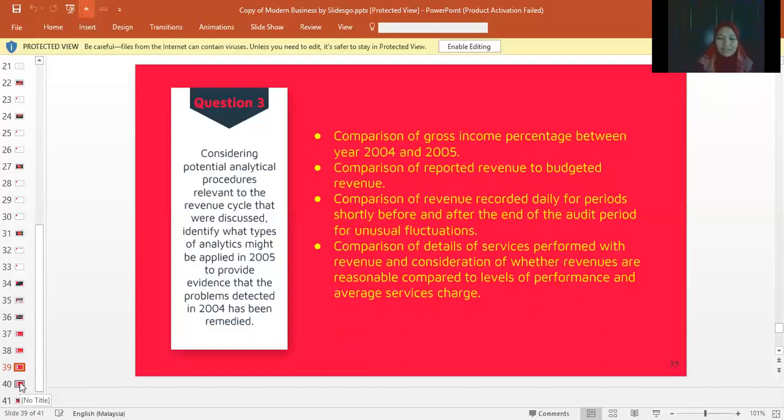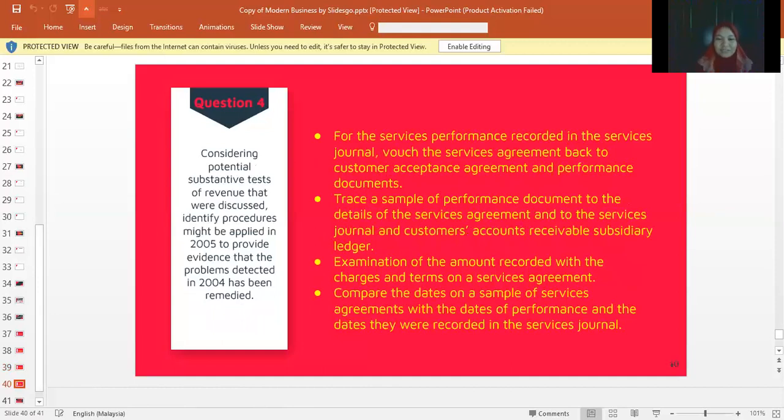And the last question is, considering potential substantive tests of revenue that were discussed, identify procedures that might be applied in 2005 to provide evidence that the problems detected in 2004 have been remedied. So for the substantive test, the auditor can apply, for the services performance recorded in the services journal, vouch the services agreement back to the customer acceptance agreement and performance documents.